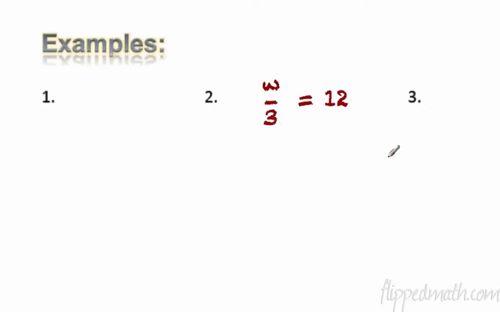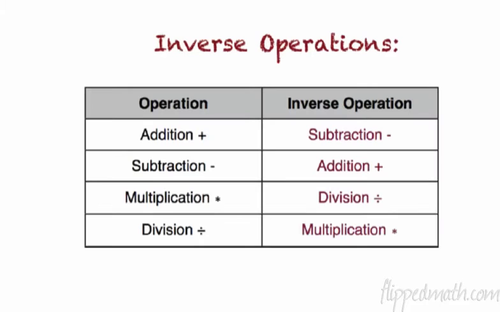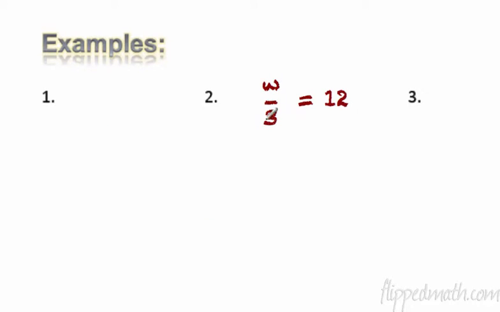All right, here's the next example. W divided by 3 equals 12. So this is a fraction bar, and in algebra, the fraction bar represents division. The inverse operation is multiplication. So we need to multiply to solve this.